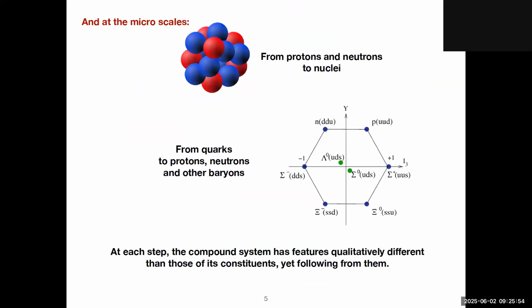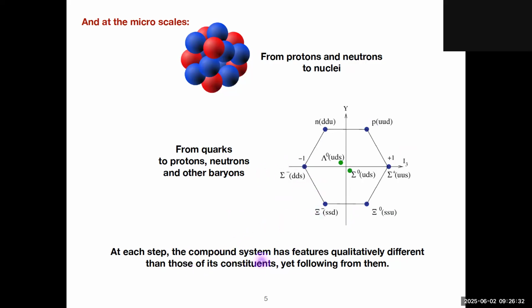And at the micro scales, and this is where we begin to approach the subject of all this, which is the electron-ion collider, from protons and neutrons to nuclei. And of course, we know, coming to this school, that the protons and neutrons themselves are emergent collections of quarks and gluons, and then also virtual quark pairs. So here, this is just a representation of the decuplet of baryons made out of quarks.